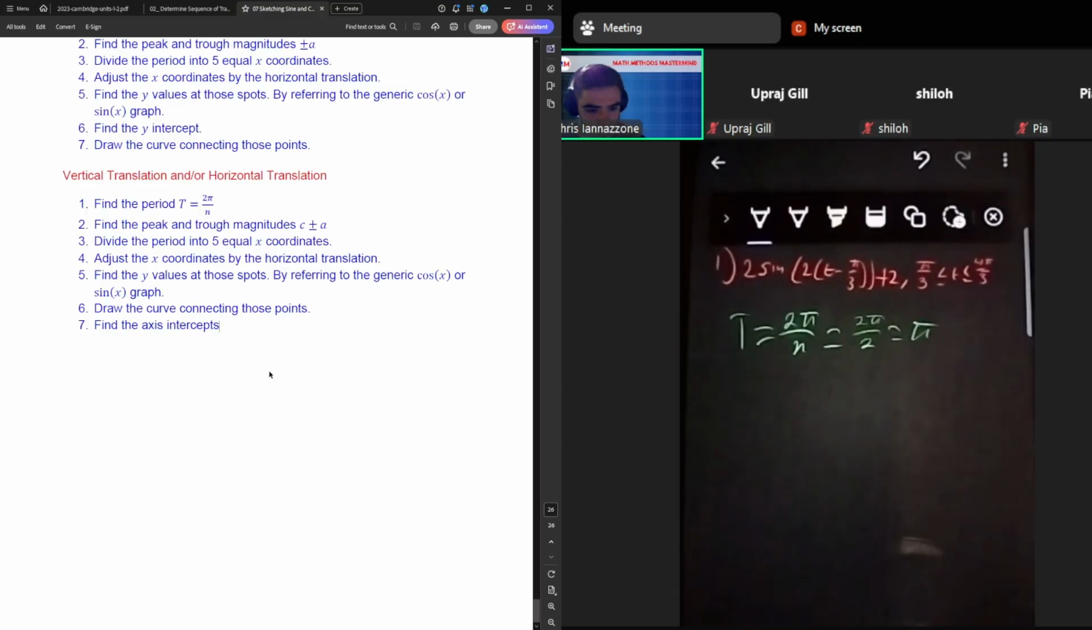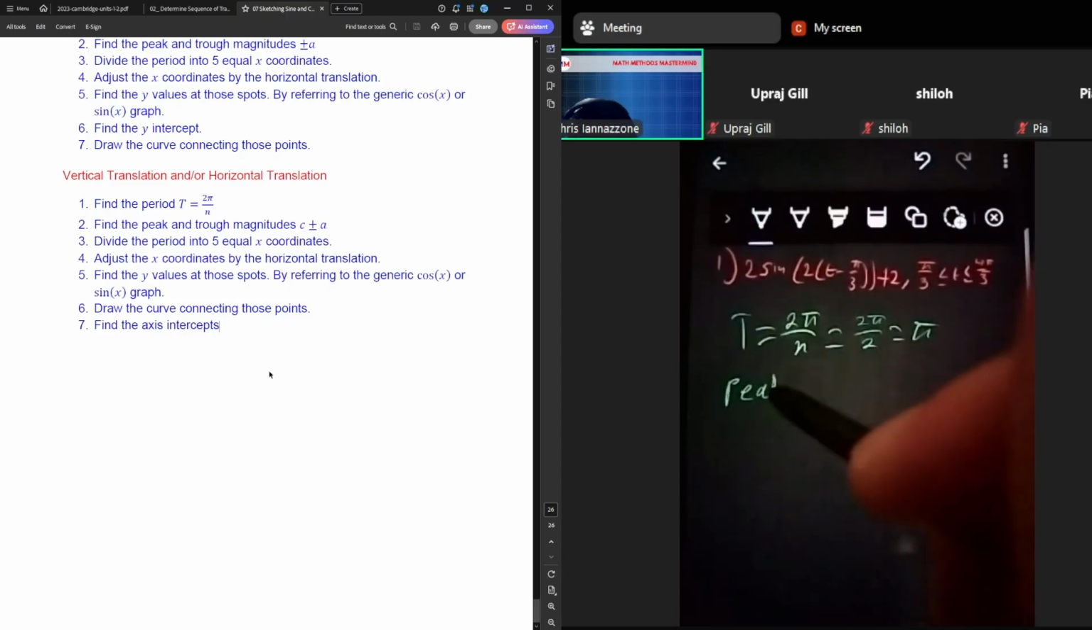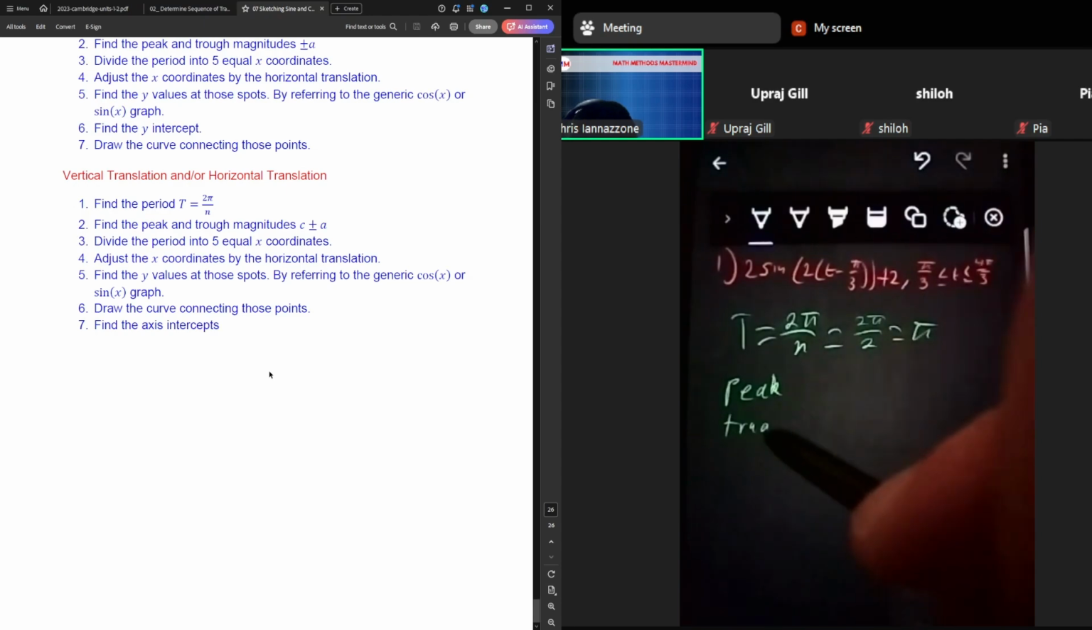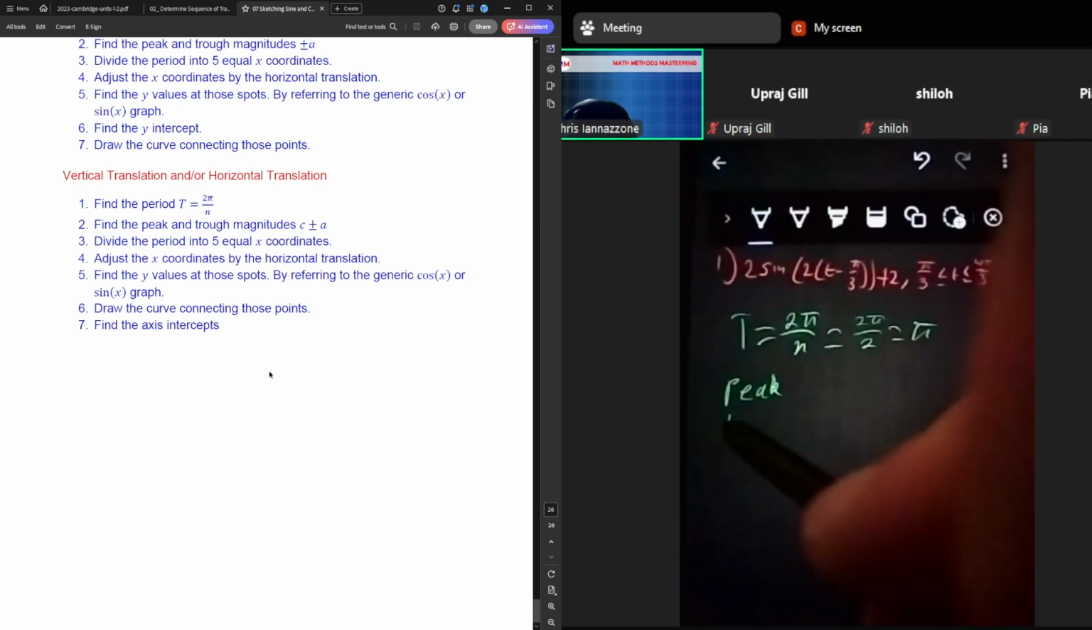Next up is find our peaks and troughs. So how do we do that? Peak, trough. Spelling lessons today.